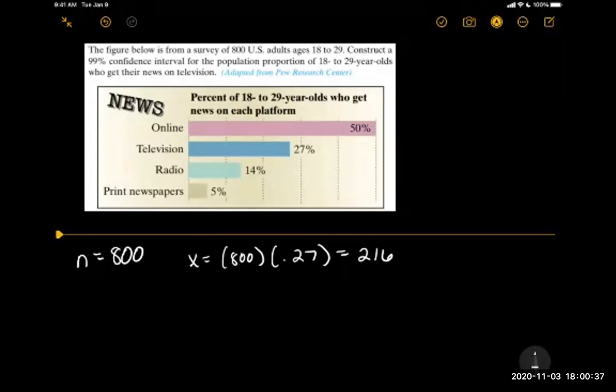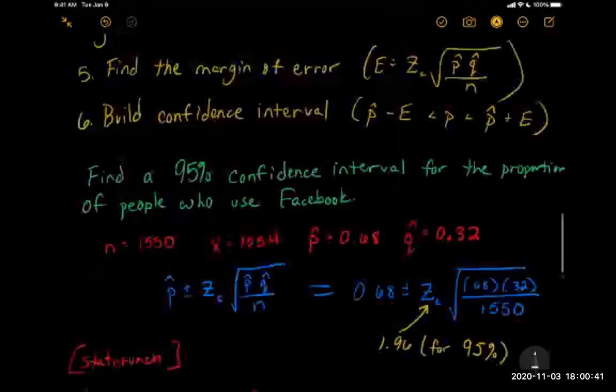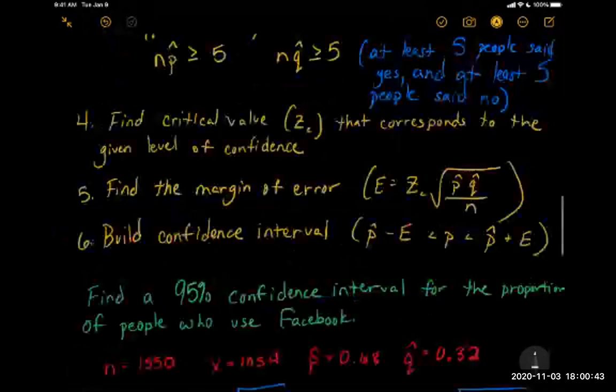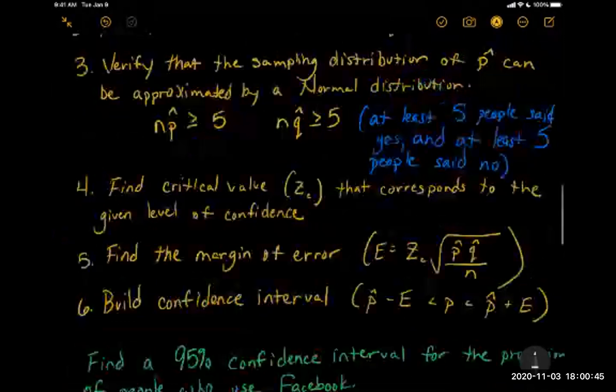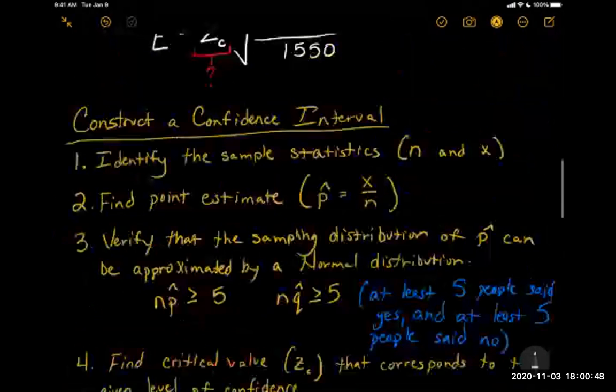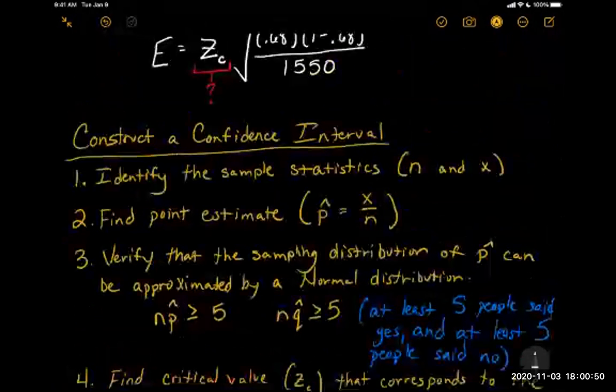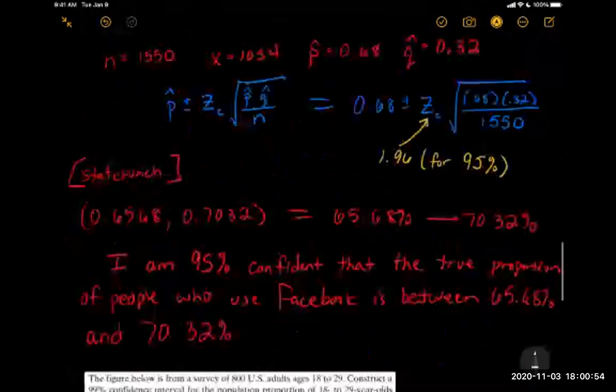All right. Step number 2. Find the point estimate, which is X divided by N. That part's actually easy. The problem gives it to me. The problem says 27% of people said television. So I already know the point estimate is 0.27. That's pretty simple.